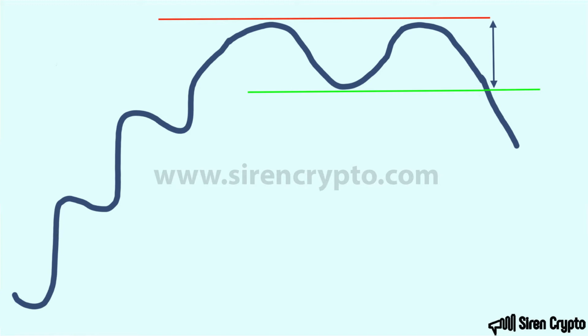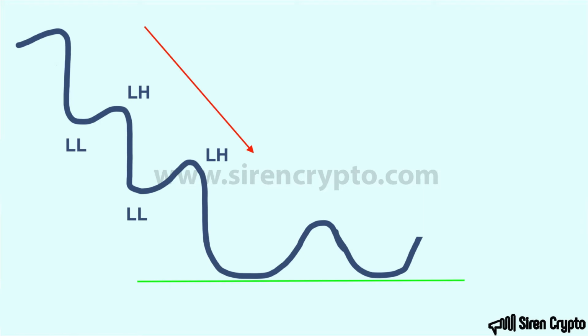Not surprisingly, a double bottom is the mirror image of this. Let's take a quick look. So we have the same thing happening but in reverse. The market has been sliding, lower highs, lower lows. So it's a weak market.